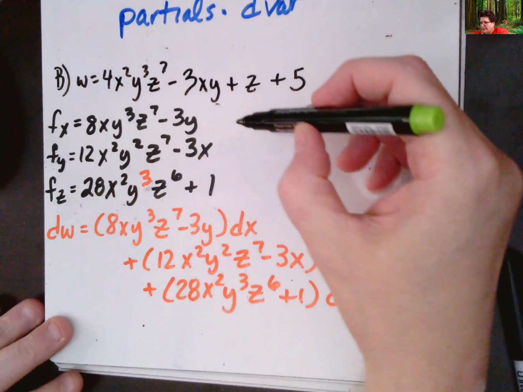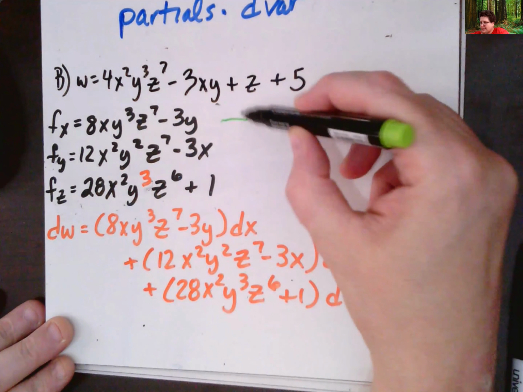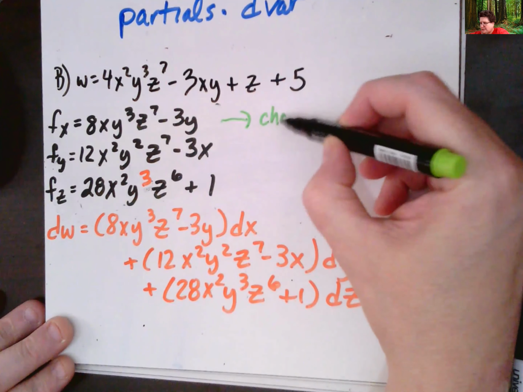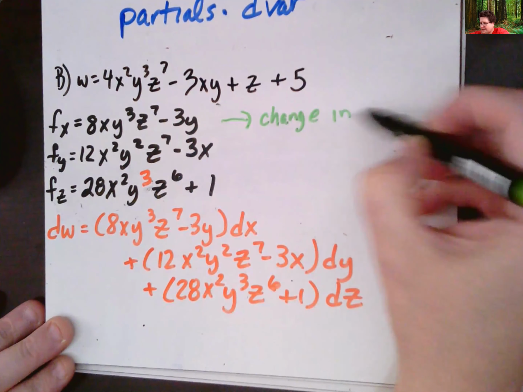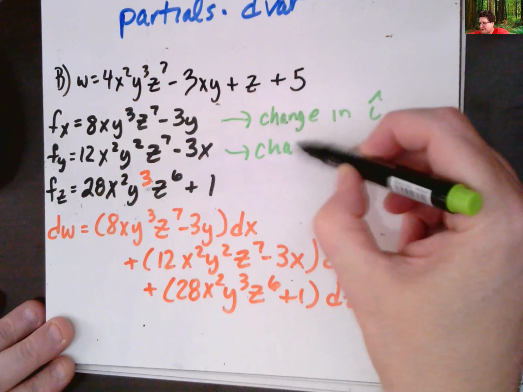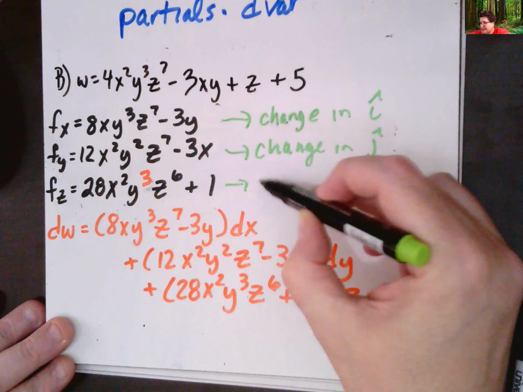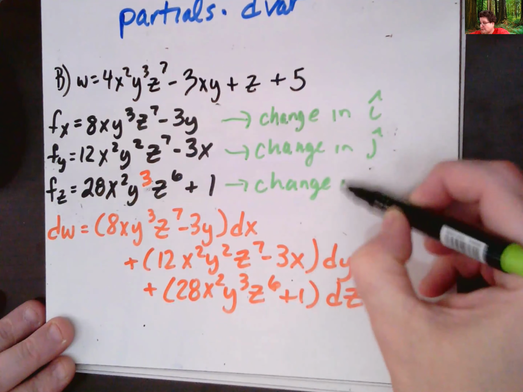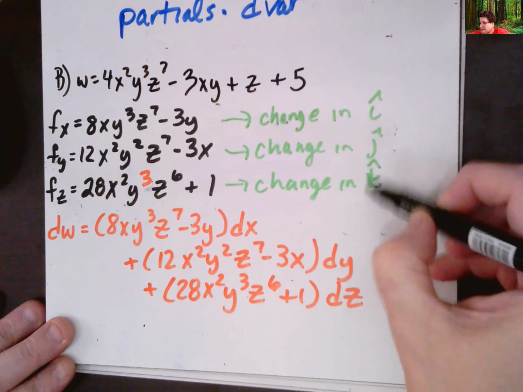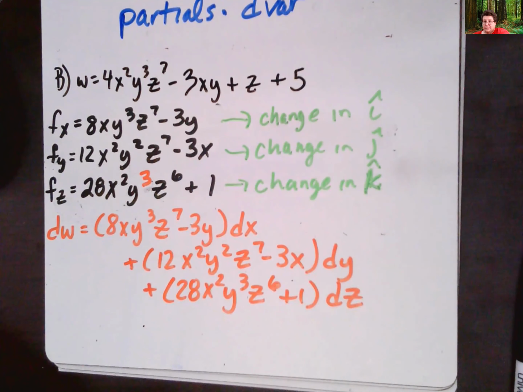As a reminder, what partial with respect to x, y, and z means: this is like the change in the i hat direction, this is like the change in the j hat direction, and this is like the change in the k hat direction. So things that are parallel to our unit axes.